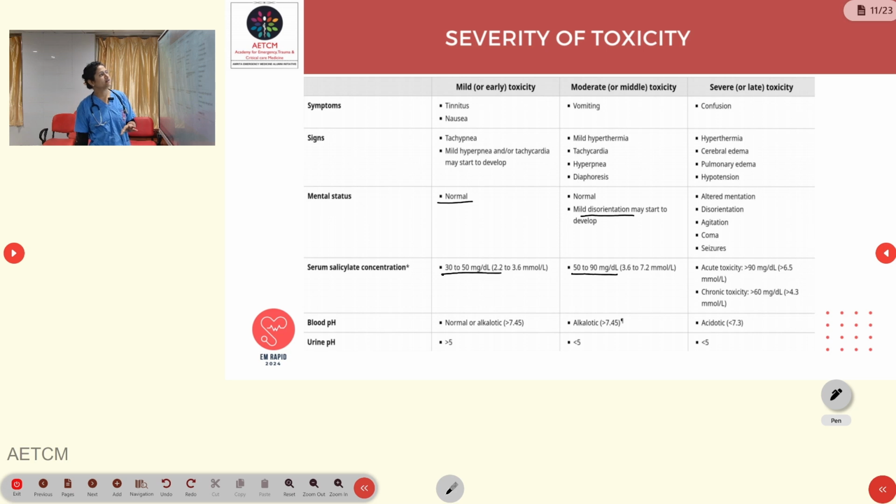Then severe or late toxicity symptoms include confusion, and the signs will be hypothermia, cerebral edema, pulmonary edema, hypotension. Mental status will be altered mentation, disorientation, agitation, coma, and seizures can occur. Serum concentration will be more than 90 in acute toxicity and more than 60 in chronic toxicity. Blood pH will be acidotic and urine pH will be less than 5.